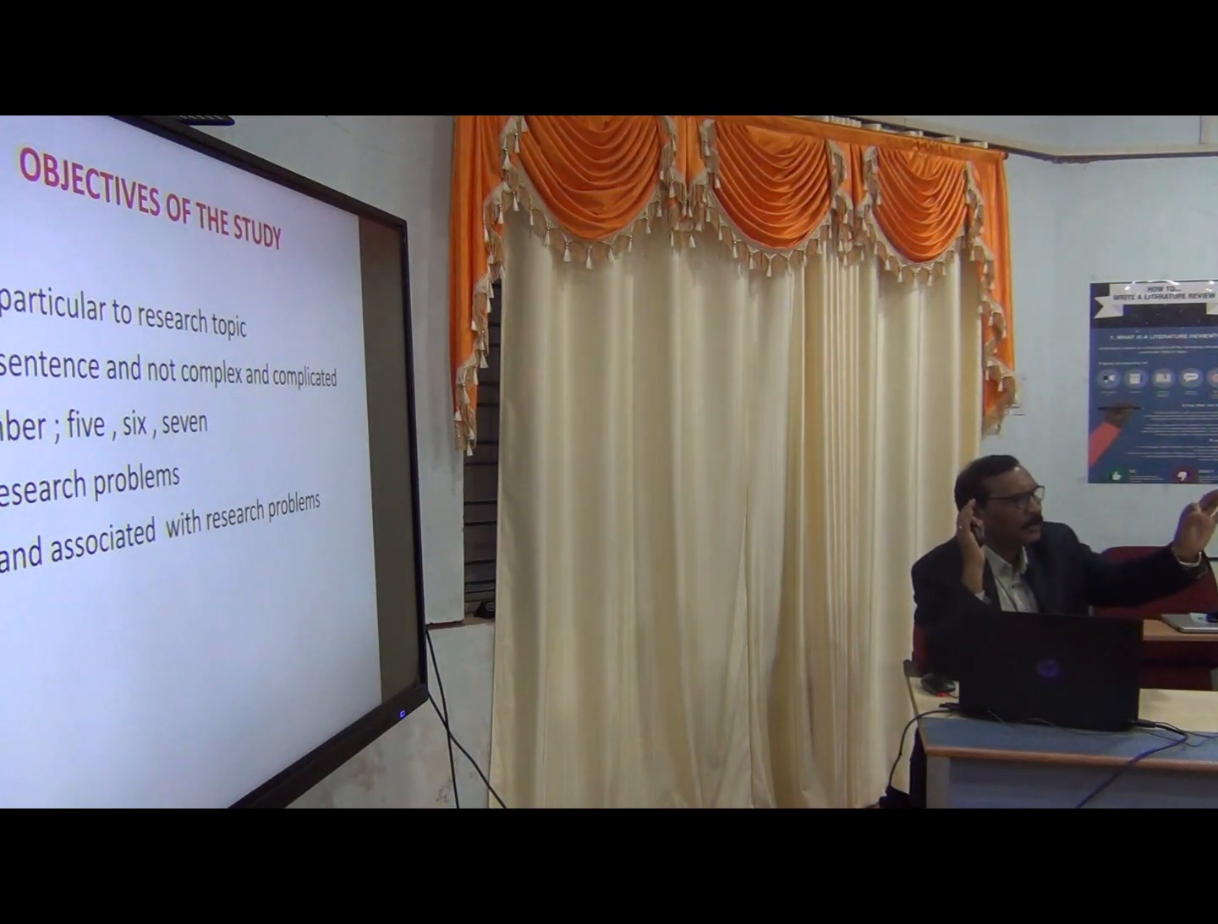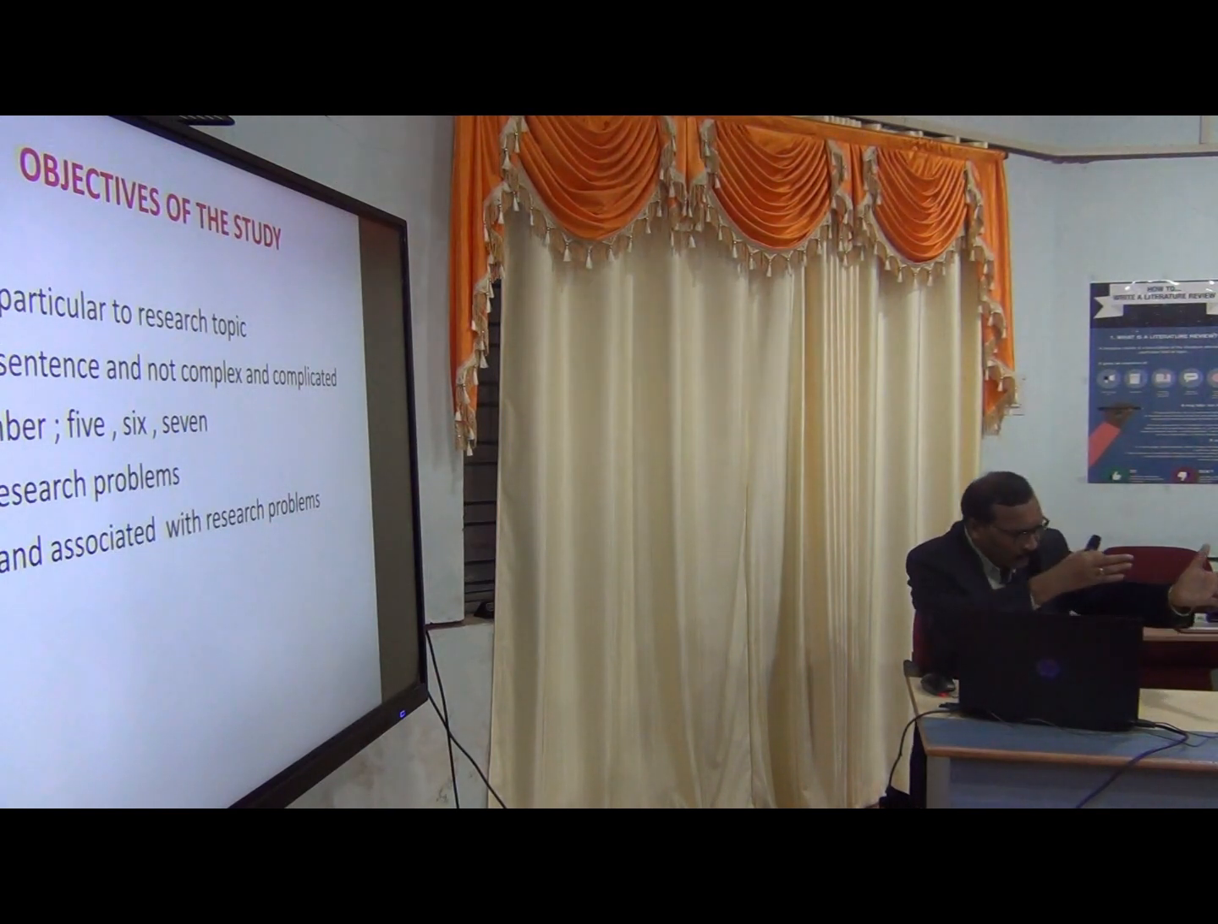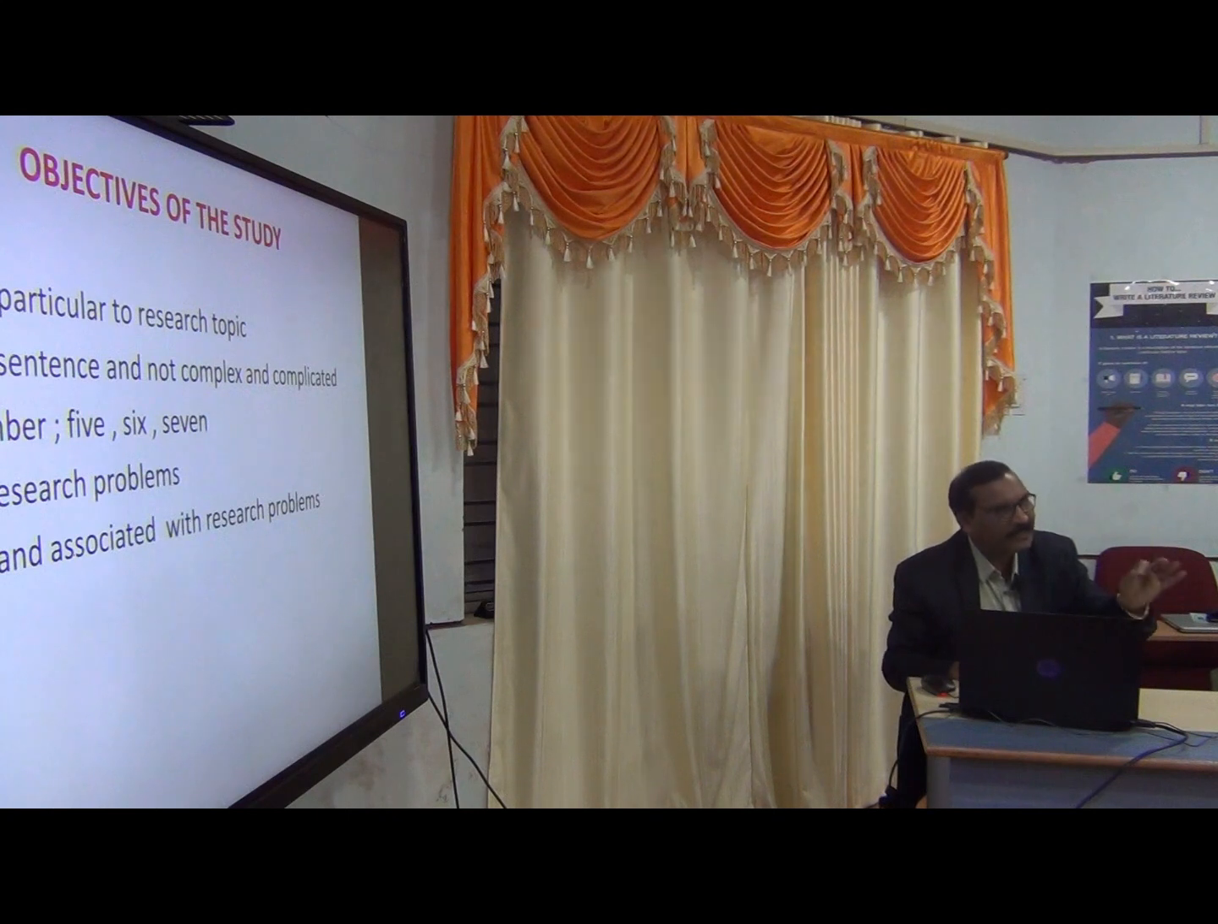Interlinking should be there. Suppose my first objective is to assess the role of government in higher education development in India. My second objective should be to examine trends in gross enrollment ratio in higher education in India. Objective 3 is to examine male-female disparities in higher education in India. Objective 4 can be to examine rural-urban inequalities in higher education. So linking is required, sequencing is required.